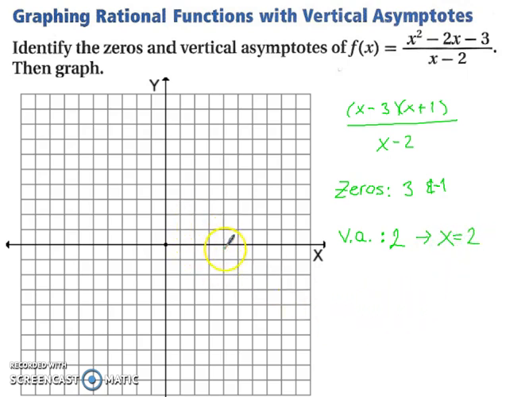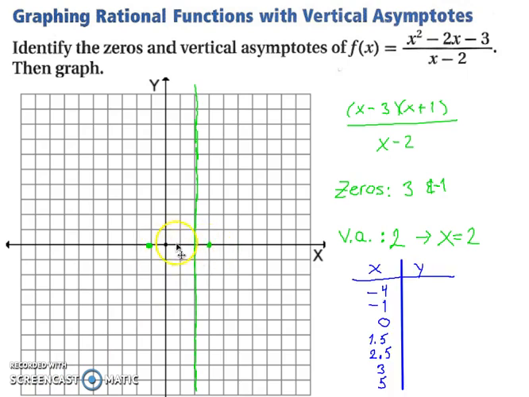So now to graph, you start drawing some of that information in. So you're going to have a vertical asymptote at 2, which will be right in here. So you know that your graph can't cross that line. And then you also now have your zeros. You can plot those as well. So as you can see, we have our plotted zeros, but we still don't have our graph.